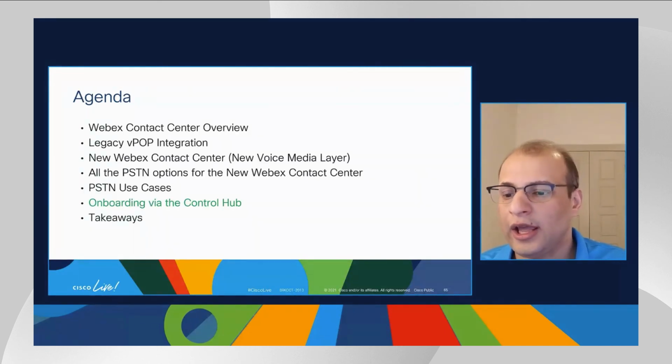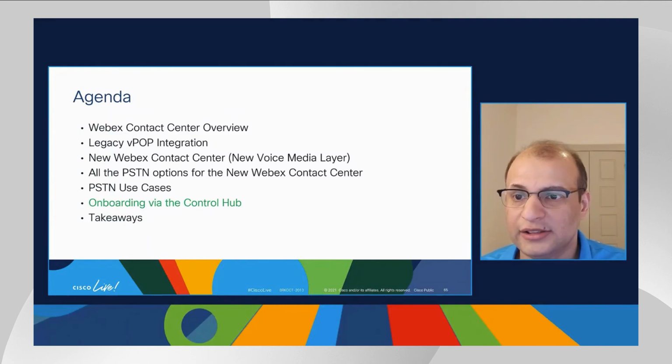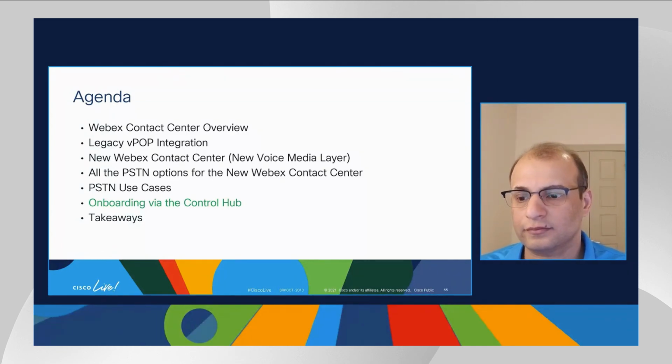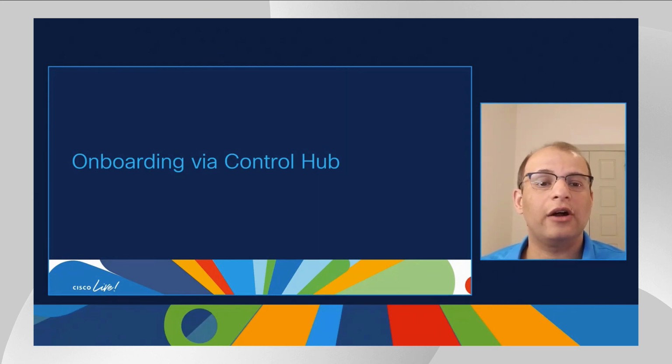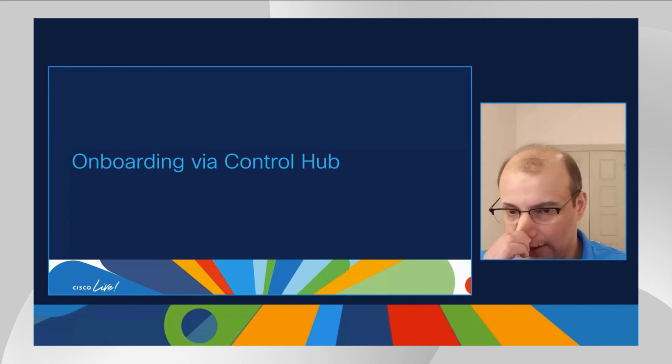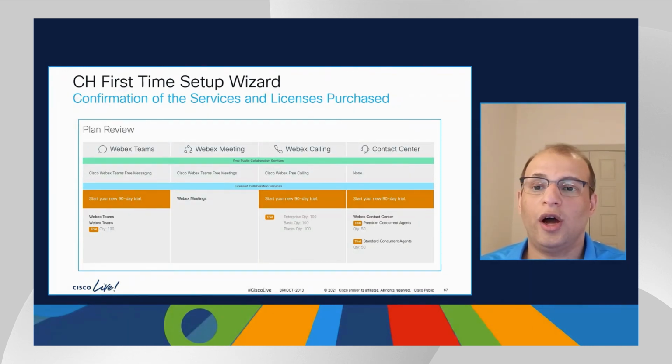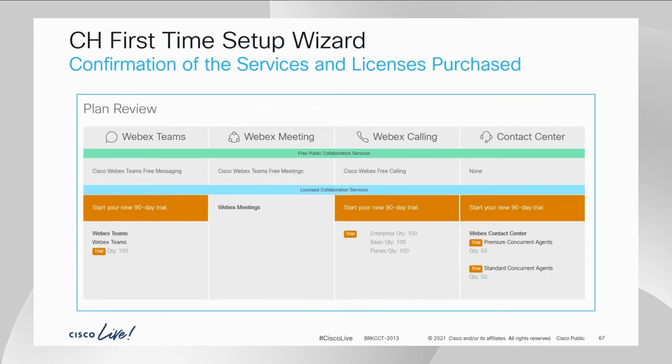Now let's take a look at the onboarding process and how these 5 different options map in Control Hub. Control Hub is the Cisco Cloud Collab management interface. Once you purchase your services and licensing, you can log into Control Hub for the first time, and you will run through something called the first time setup wizard.